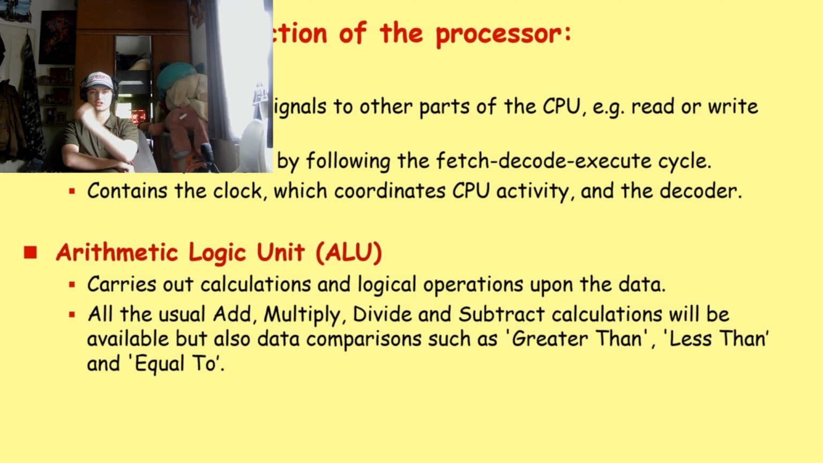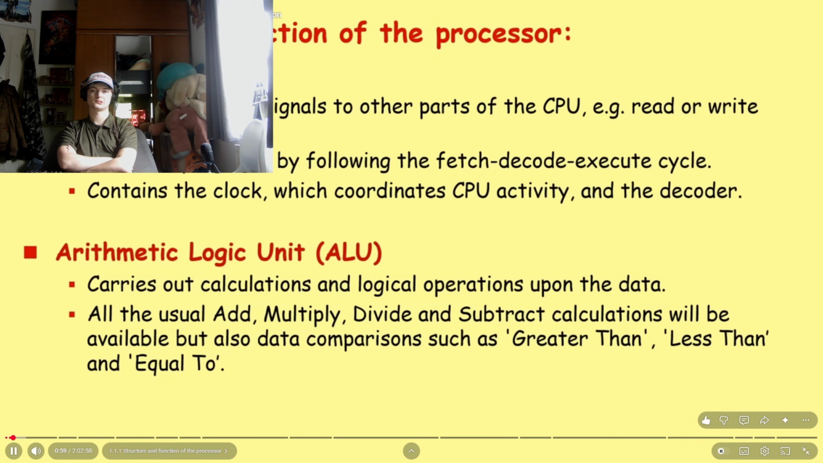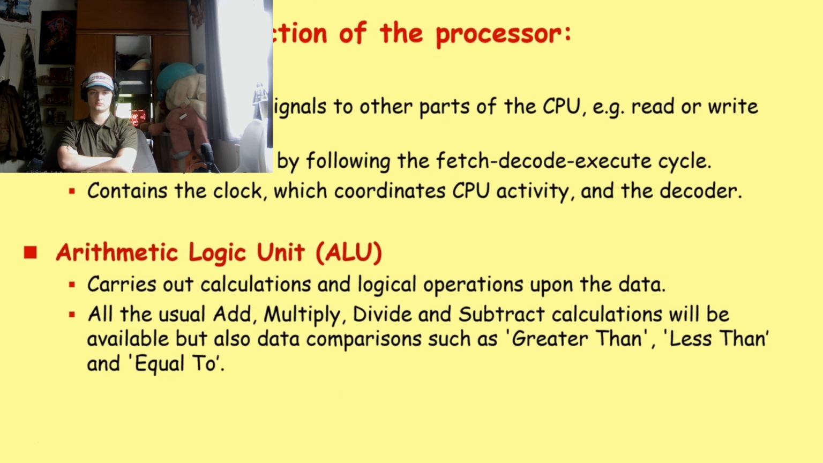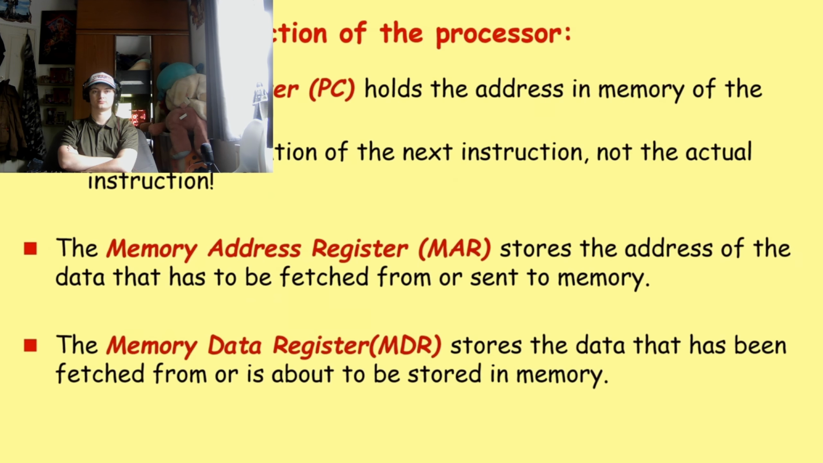The arithmetic logic unit is one of the ones I remember so much because it's just so nice to remember. This includes the usual add, multiply, divide, and subtract calculations, but also data comparisons such as greater than, less than, or equal to. Moving on to registers, the program counter, or PC, holds the address in memory of the next instruction. Remember, it holds the location in memory of the next instruction, not the actual instruction itself.